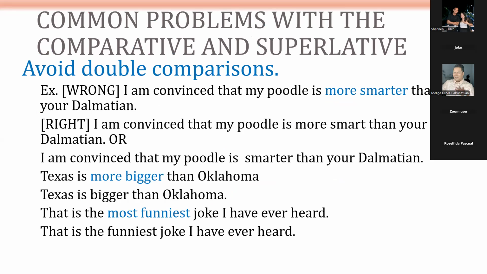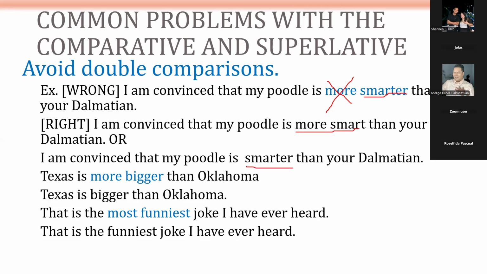Common problems with the comparative and superlative. Example: I am convinced that my poodle is more smarter than your Dalmatian. This is wrong because it is redundant. As you can see, the word smarter is already in the comparative form, so you don't need to use the word more anymore. Okay? It's either I am convinced that my poodle is more smart, or I am convinced that my poodle is smarter. Only one.